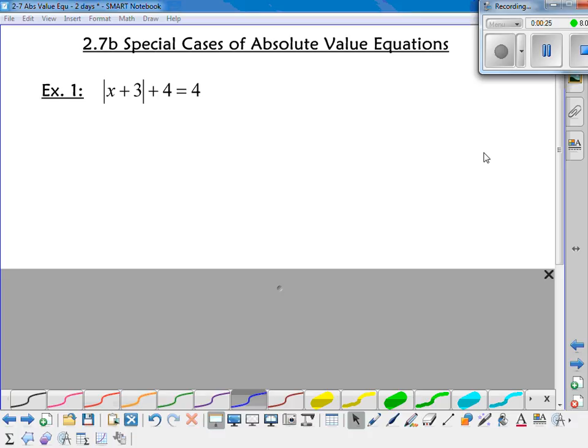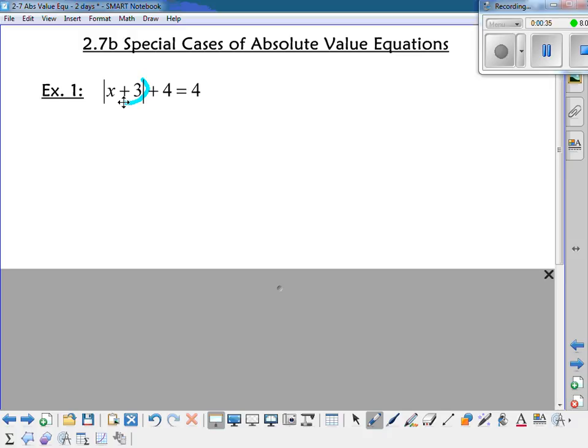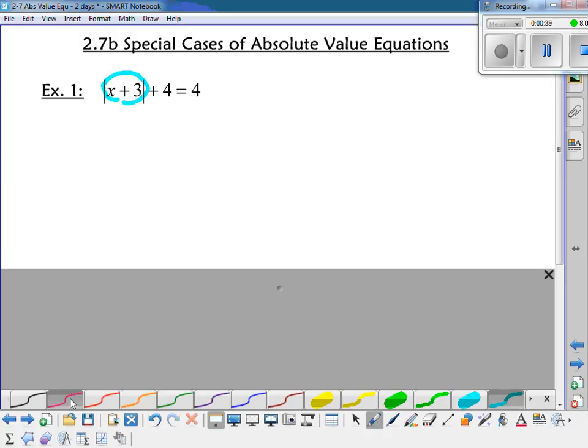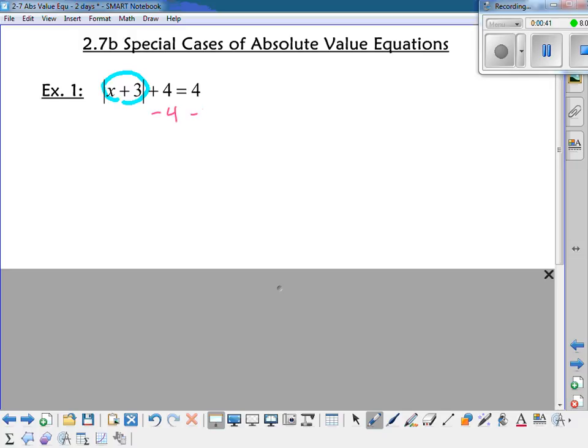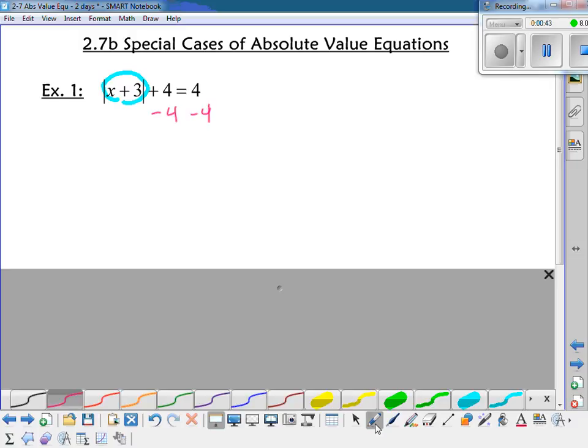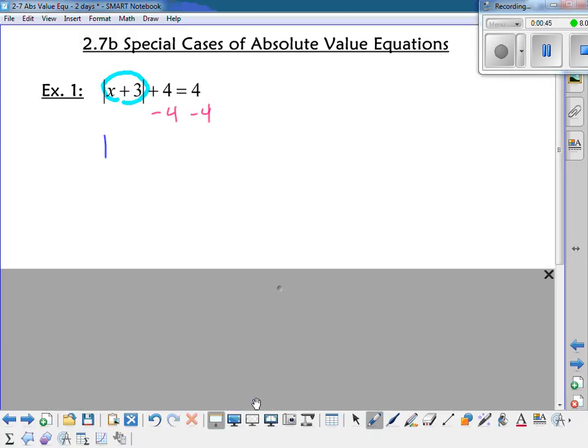In example 1 we have the absolute value of x plus 3, and then outside the absolute value bars we have plus 4 is equal to 4. So just like we said yesterday, you need to get the absolute value expression all by itself. That means I need to subtract 4 from both sides. And when I do that, I have the absolute value of x plus 3 is equal to 0.